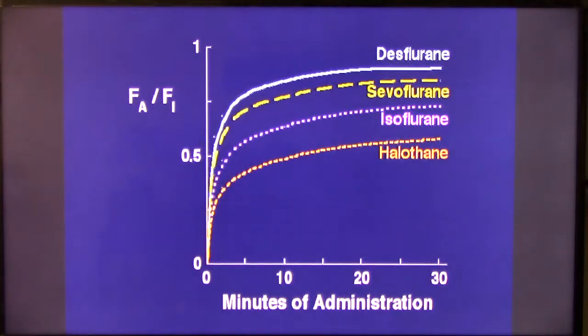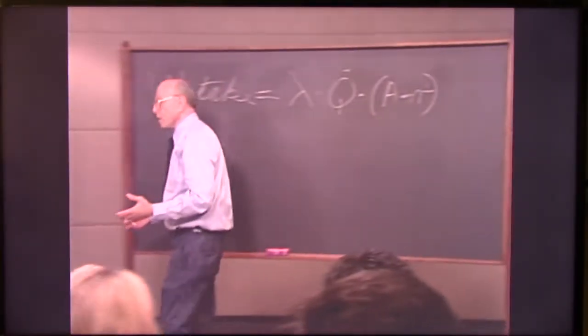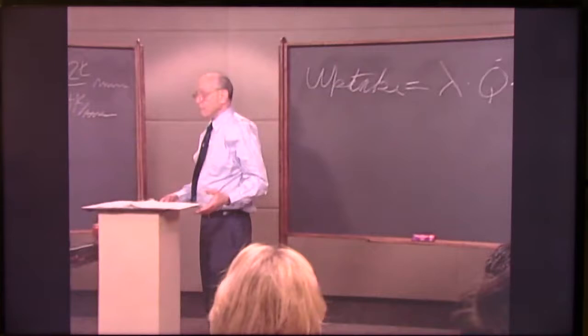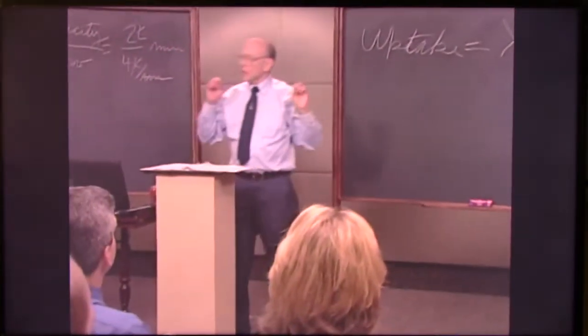And so the higher the solubility, the greater the uptake, and therefore the greater the opposition to the effective ventilation to drive the alveolar concentration upwards, and the lower this curve goes. And in a sense, the harder it is to develop anesthesia.